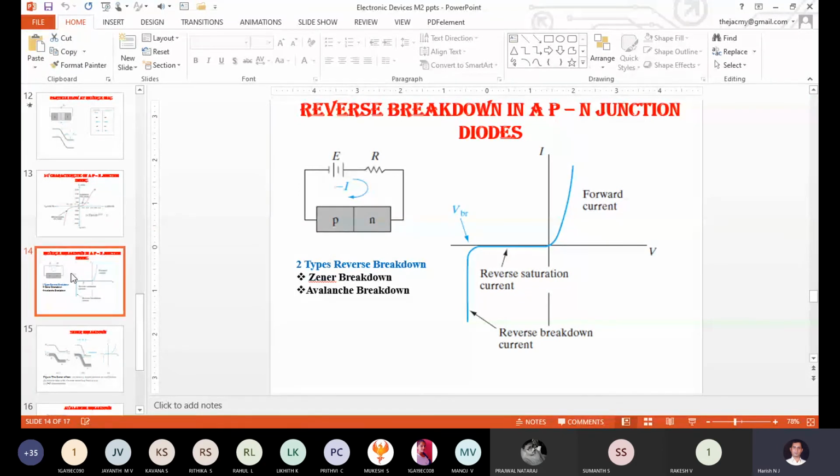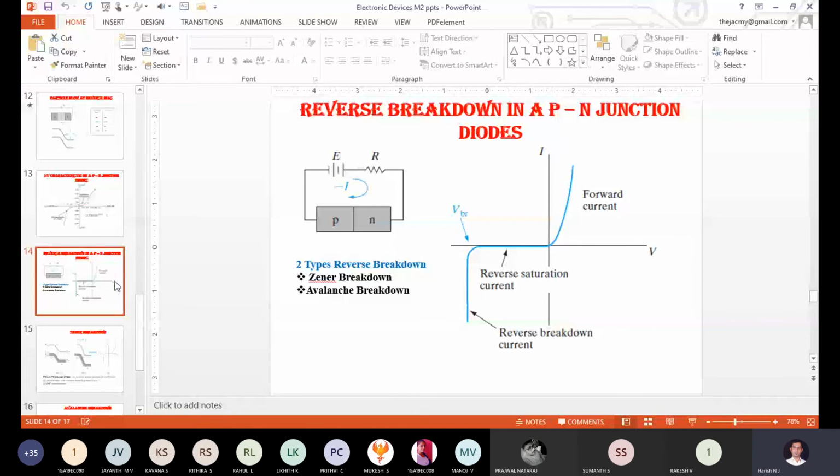Correct? So, moving from N type to P type. Correct. So this phenomenon only we call as the Zener effect. Okay, so now coming to the electron tunneling.